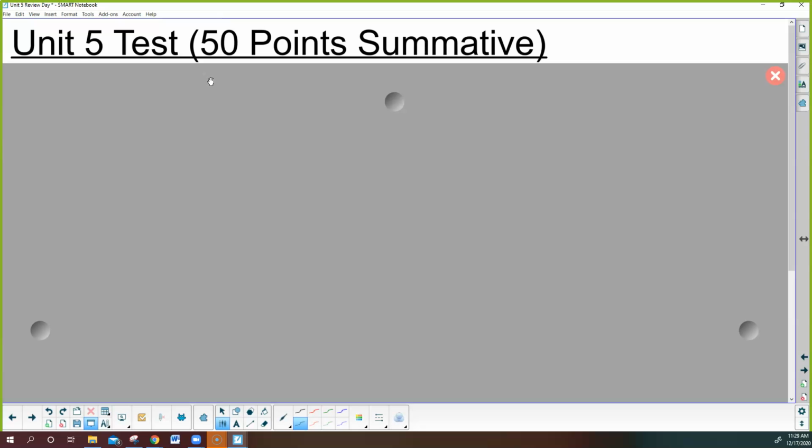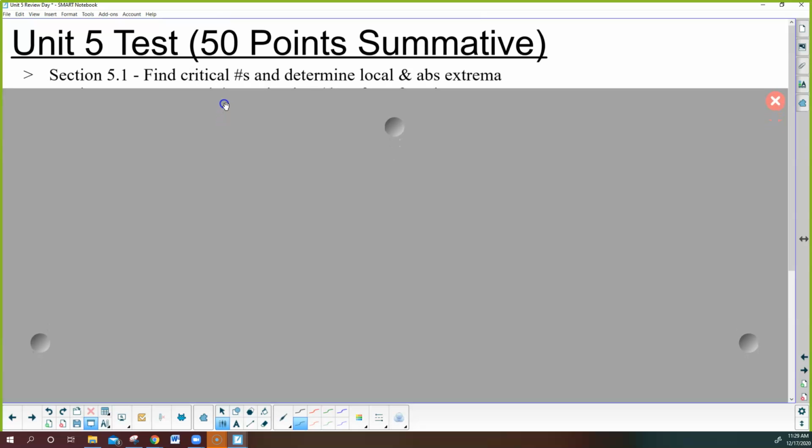It is a 50-point summative. We covered critical values, finding local and absolute extremas. So that's like a local max and a local min, or an absolute max and absolute min. We already reviewed the absolute max and min today. That was in that quiz problem.